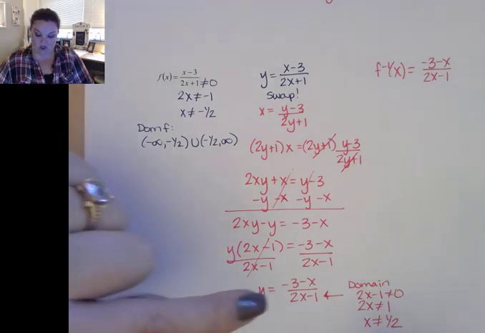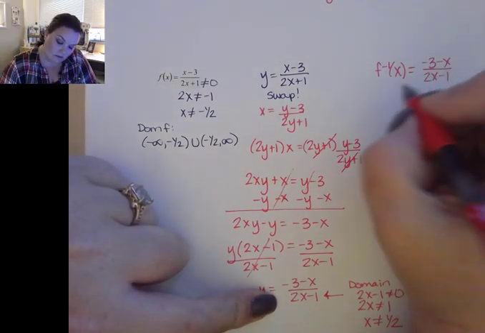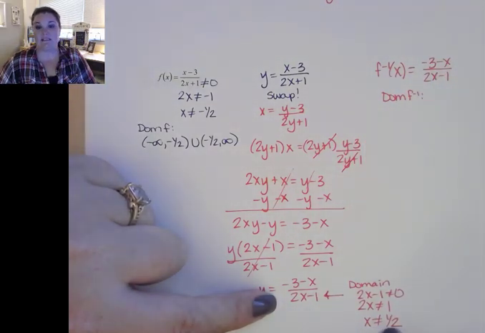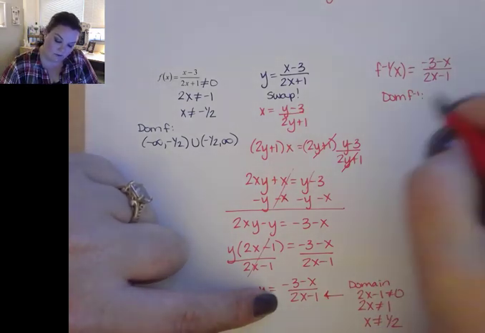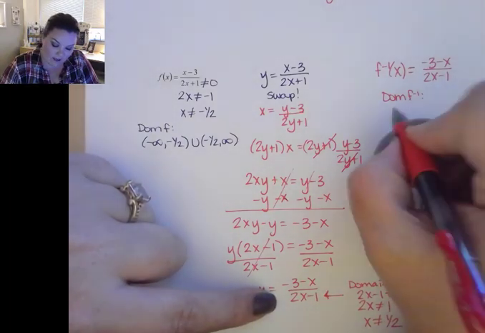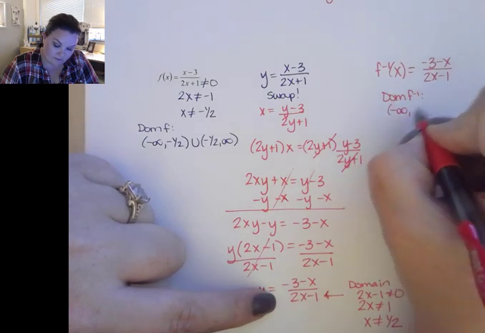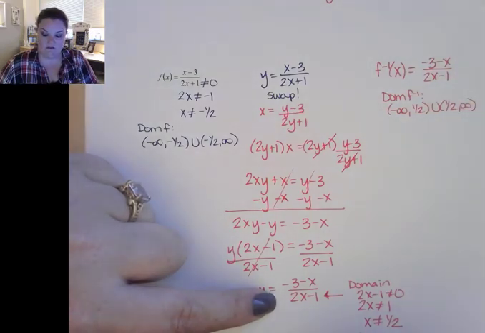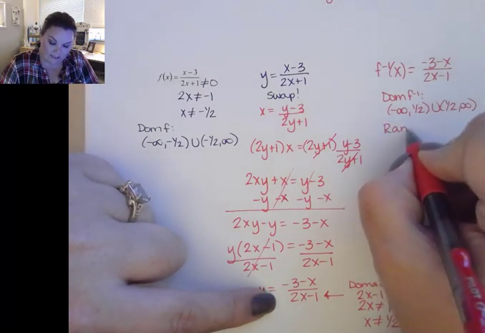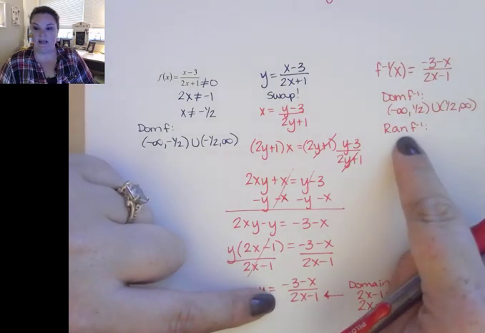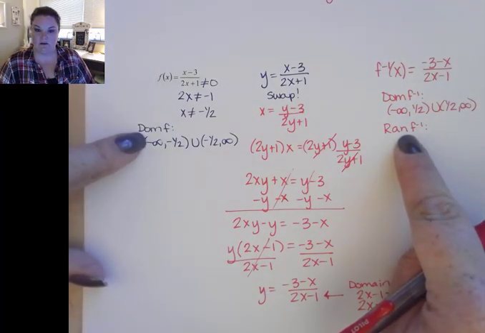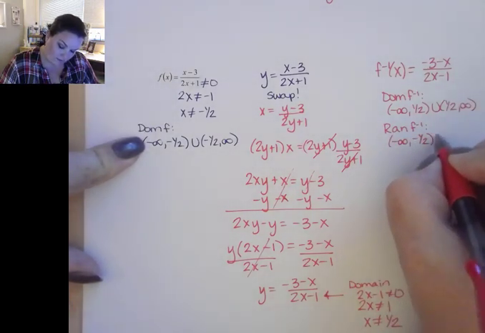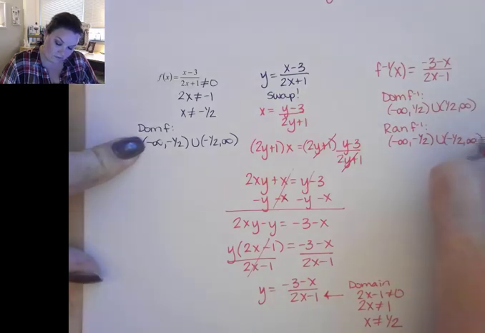So for my new function, the domain of f inverse can be anything except for positive 1/2. The way that we write that is from -infinity up to 1/2, and then 1/2 to infinity. Then to find the range of my inverse, remember the range comes from the original domain. The original domain here was -infinity to -1/2 and -1/2 to infinity.